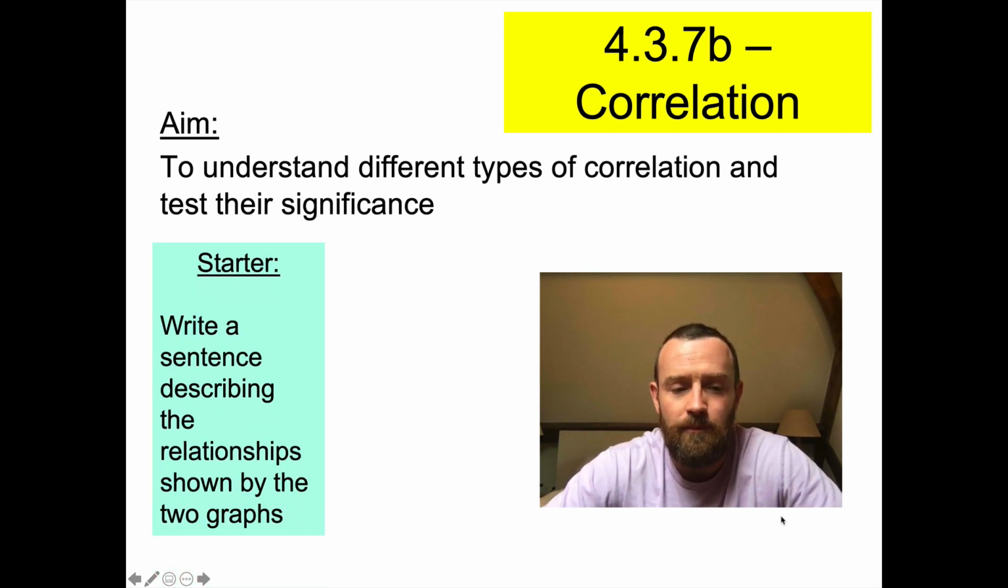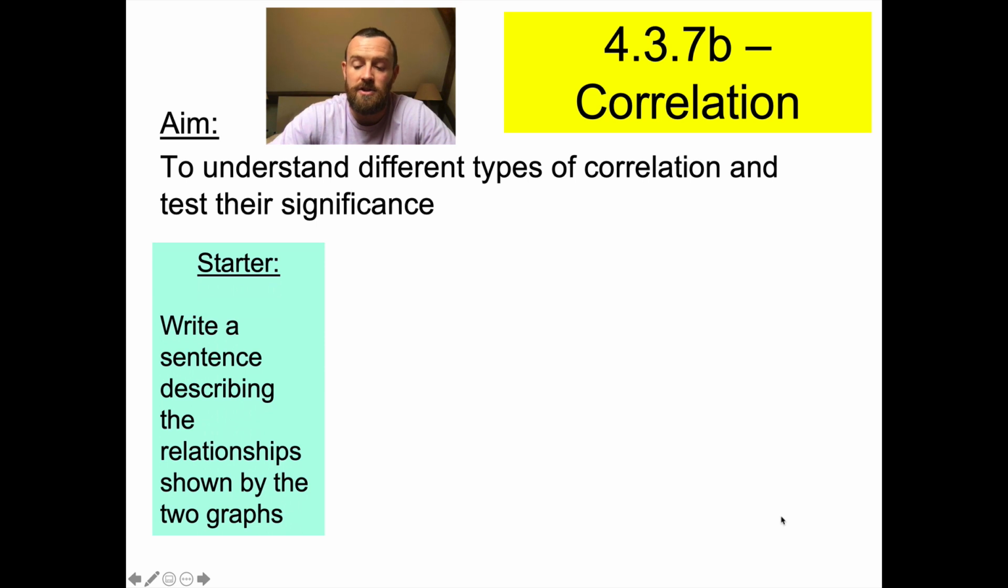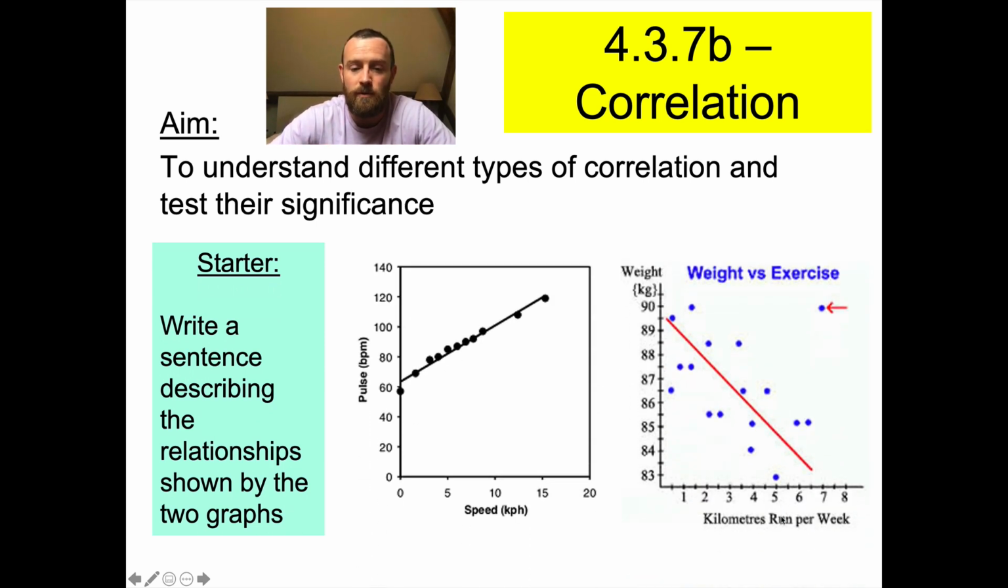So as a starter, I'd like you to write a sentence describing the relationships shown by these two graphs. Okay, graph on the left, we've got speed, someone's running speed on the bottom, pulse on the y-axis, and the graph on the right, we've got kilometers run per week, and then the person's weight on the y-axis. Okay, pause the video now, write two sentences.